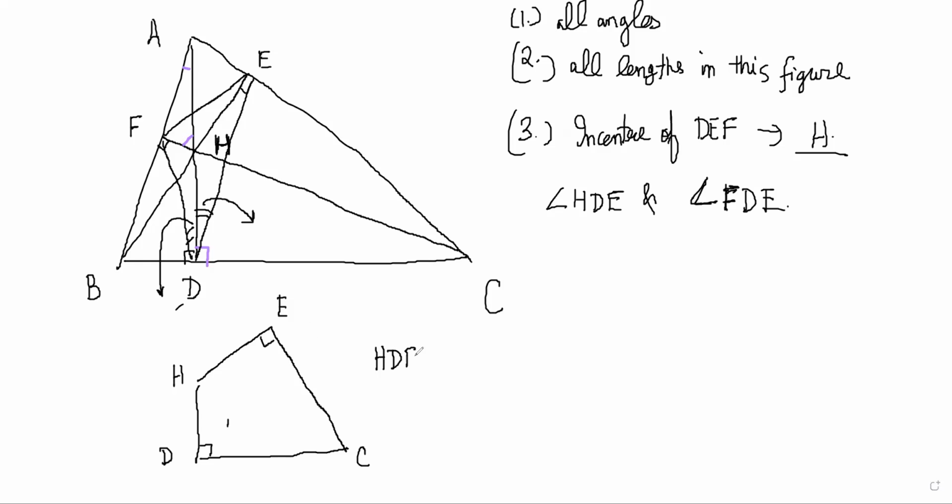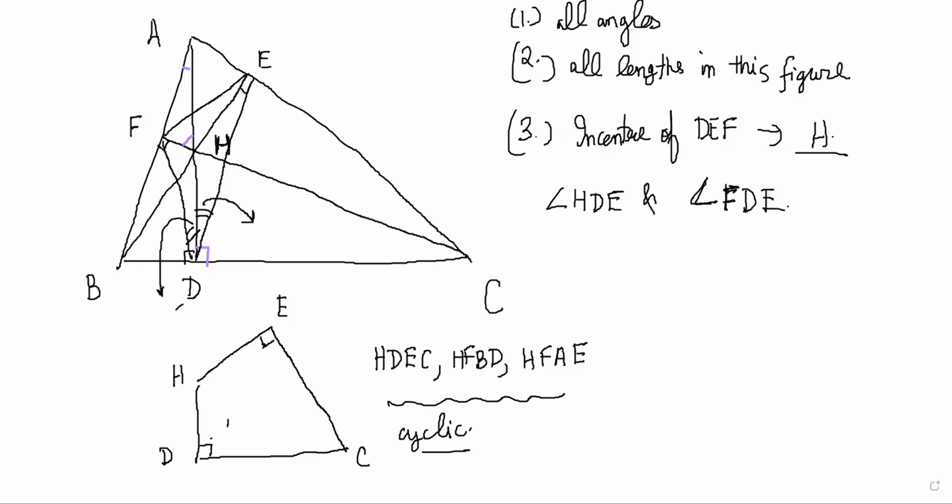H, HFBC, HDBF, HFAE. HFA is cyclic because perpendiculars are opposite, right? 90 degree, 90 degree are opposite, right? Yes, because they're 90 degrees and they add up to pi.